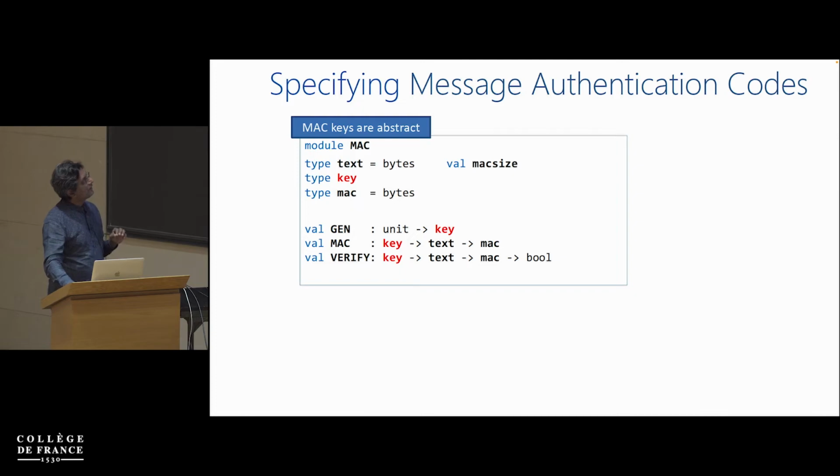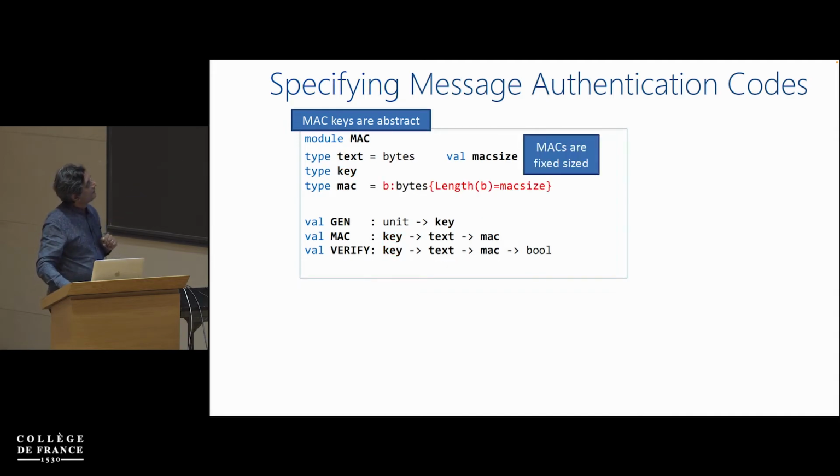Okay, but the first thing we can do is to make the key abstract so that the users of the MAC function are not really going to be able to inspect the key, tamper with it, take out bits of it and leak it in some way. So let's just make that key abstract. The second thing we're going to do is make the length of the MAC fixed, because the output of MAC is actually fixed. So we know that the length of the MAC is going to be something called MAC size.